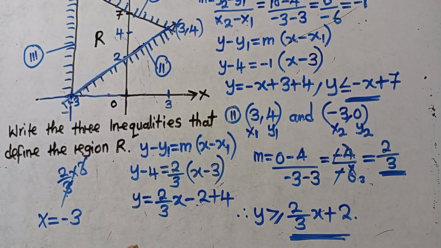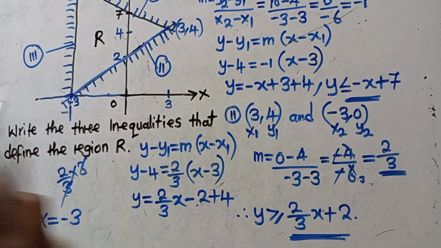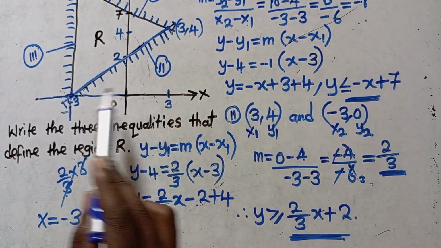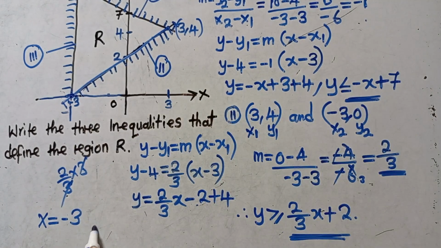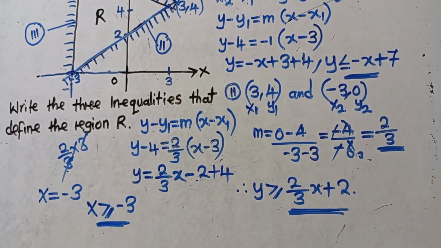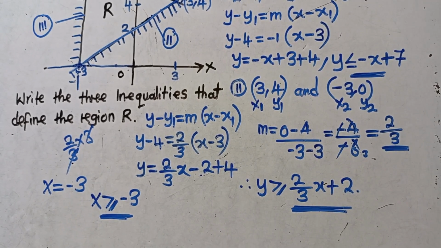Which part have they shaded? They have shaded the lesser part. Have you seen? Here numbers are reducing. This is the greater part, numbers are increasing. So we get to where numbers are increasing, greater. So it's x greater than or equal to negative 3. These are the inequalities. That's how you are supposed to answer that question.